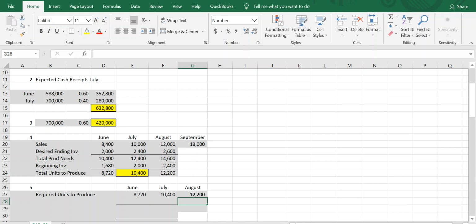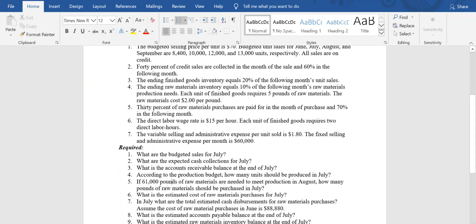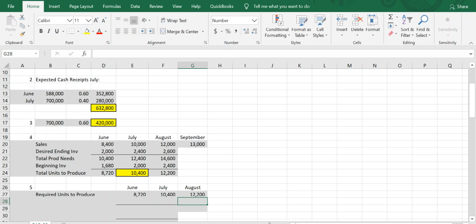is identify the pounds of raw material needed for each of these units. And if we look back here in the instructions, if we go up to here, number 4, the ending raw materials inventory equals 10%. Each unit of finished goods requires 5 pounds of raw materials. The raw materials cost $2 a pound. So that's where we're going to get our information from.